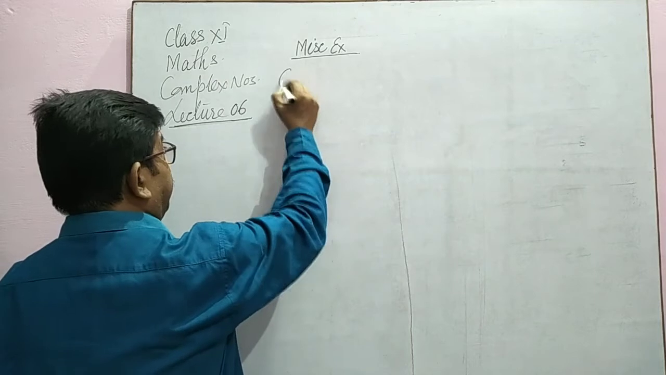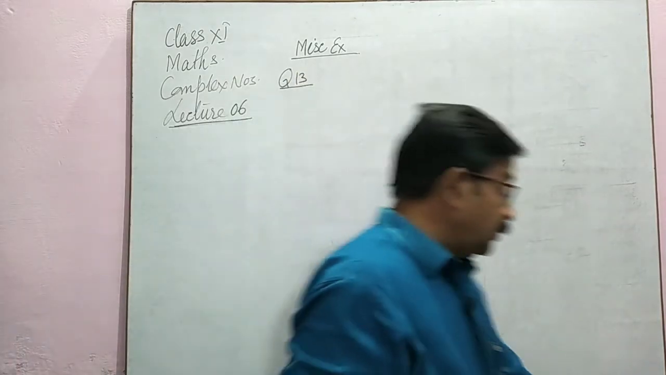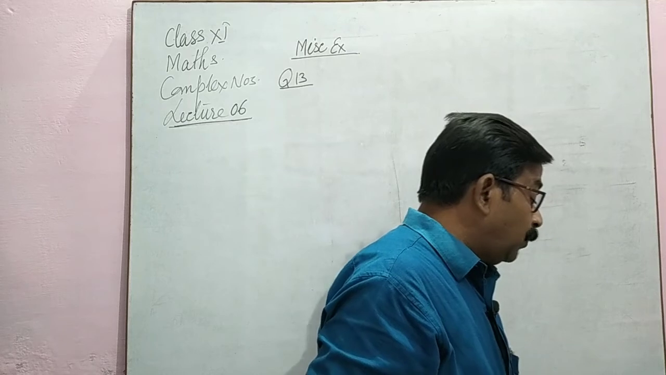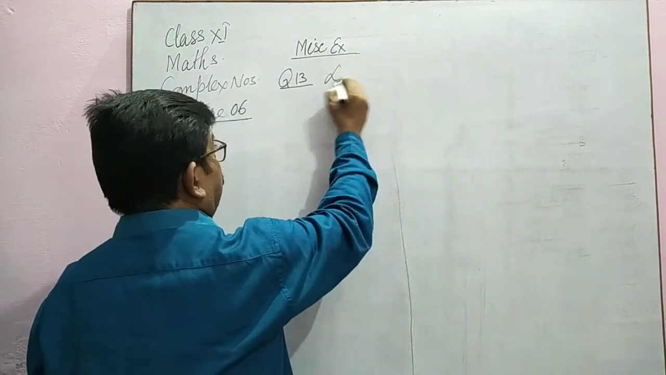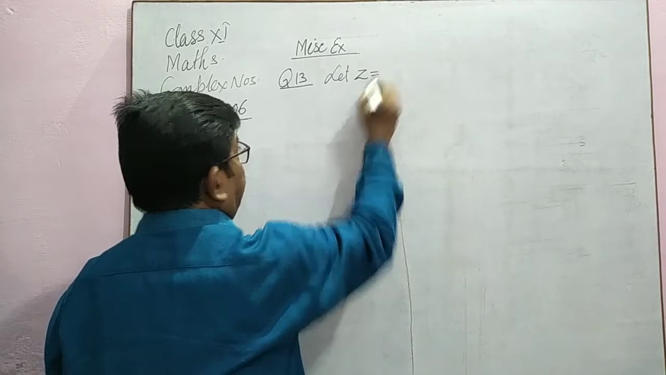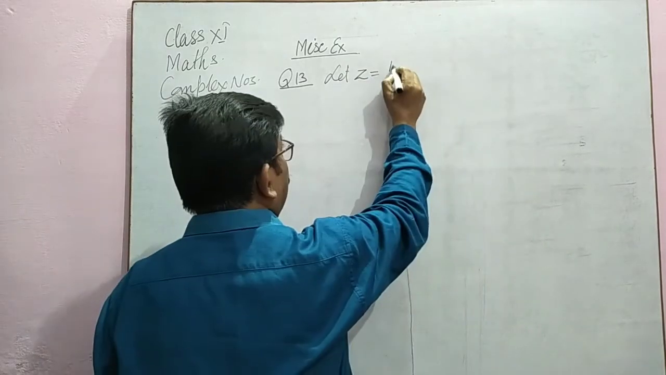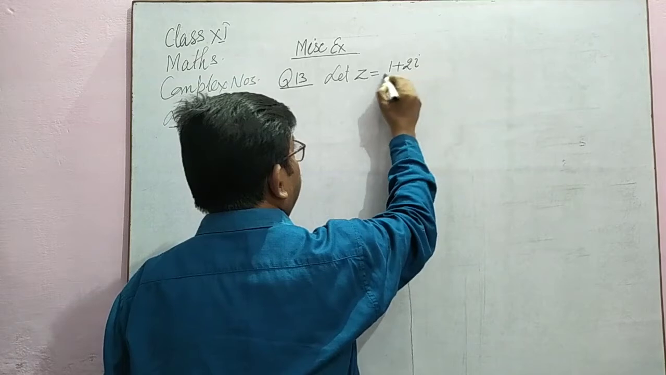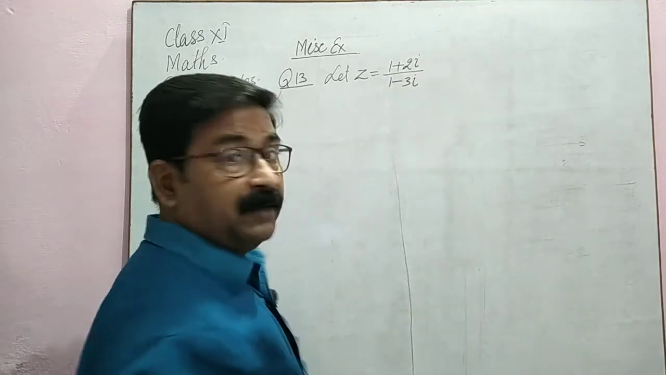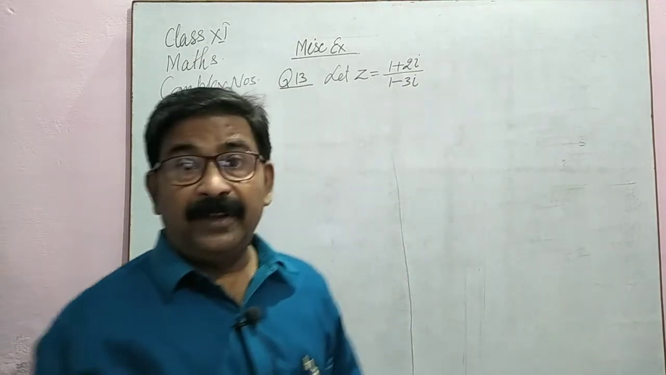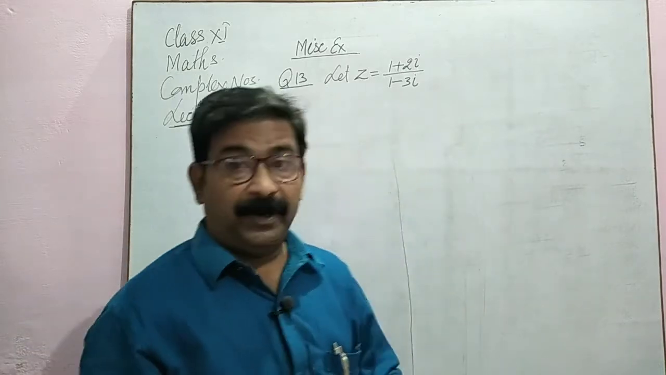Question number 13. I am writing the question. Given, find the modulus and argument of the complex number. Let z is equal to 1 plus 2i upon 1 minus 3i. This is the given complex number. Now we have to write its modulus and argument.